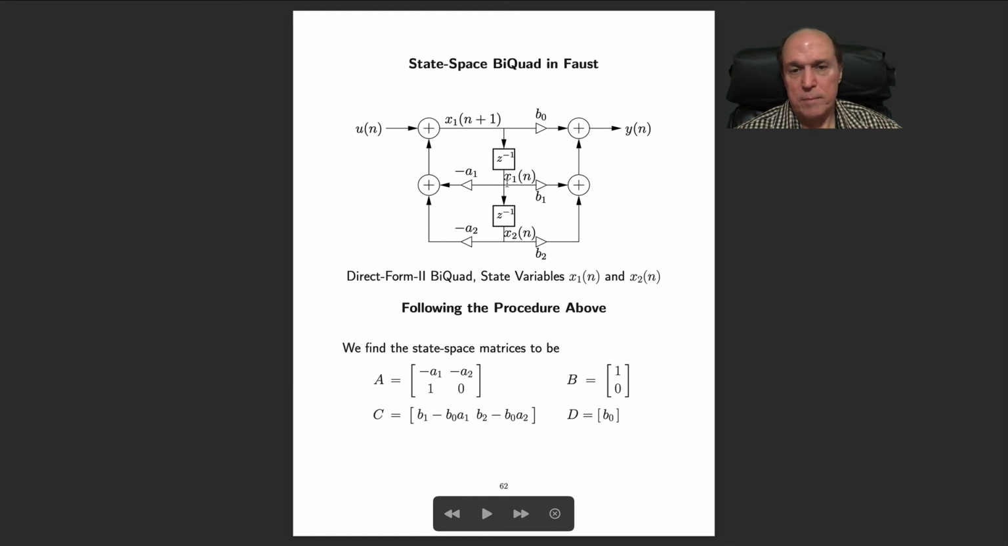So think about X1. What do we need? We need to know the state update. So we want to write X1 of n plus 1 as some linear combination of the input and the state variables. We know that's possible because by definition, the state summarizes the system at time n. The only thing X1 of n plus 1 can possibly depend on are the state variables and the input, so we just figure out what that is. You see that X1 of n plus 1 is going to multiply U of n times 1, and it's going to multiply X1, the previous value, by minus A1.